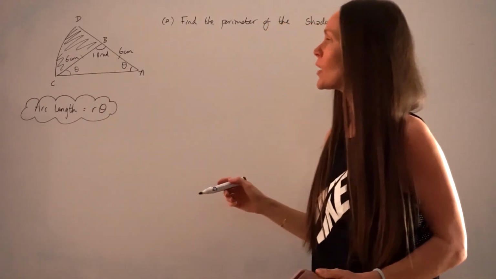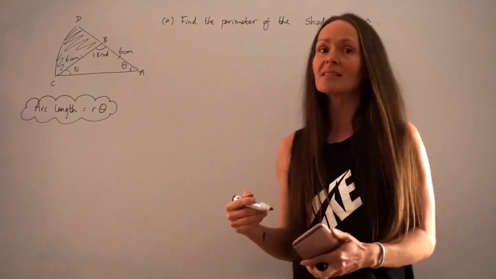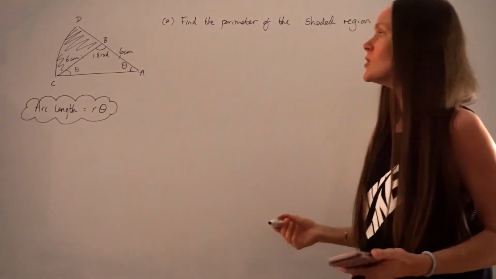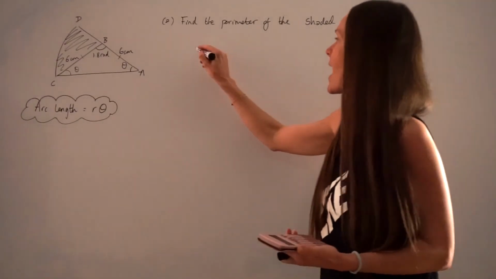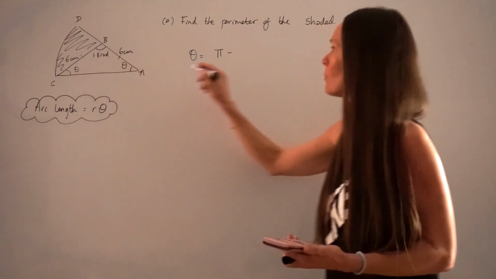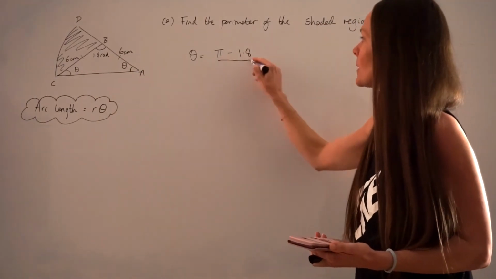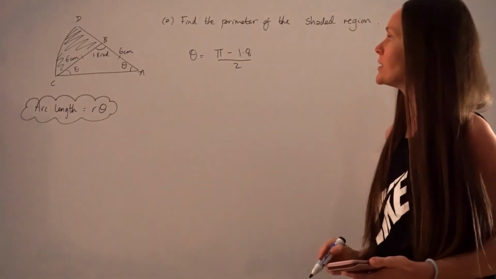So if we want to work out what one of these angles is equal to, we need to take the sum of angles in a triangle, so 180 degrees, or if we're working with radians, pi. And then we have to subtract the angle that's been given here, 1.8, and divide by 2. Okay, so that is how we would work out one of the angles here, theta.